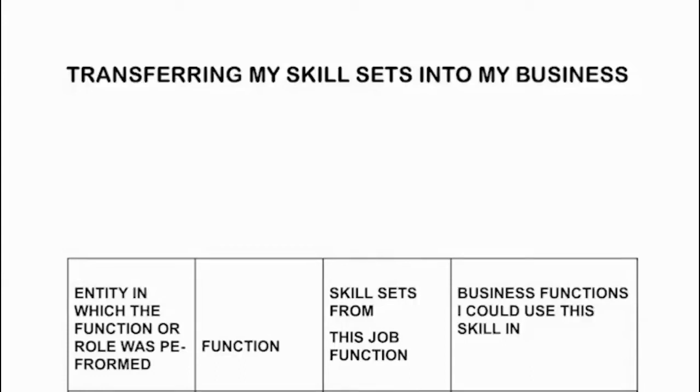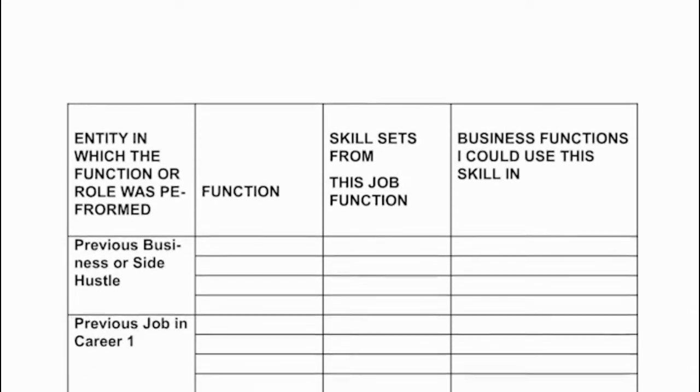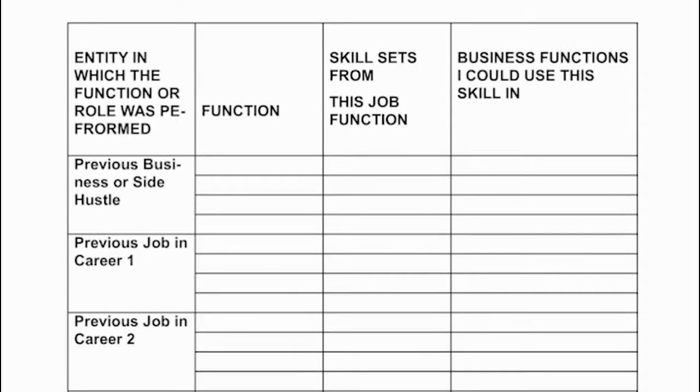Transferable skills from my business or career or side hustle or volunteer positions that I can take forward into my new business. This table has 4 columns. On the first column, on the far left, which is titled entity in which the function or role was performed, you will insert various roles from your business, your career, your side hustle, your volunteer positions, your charity.